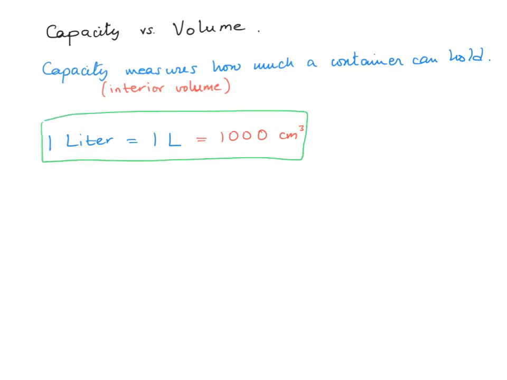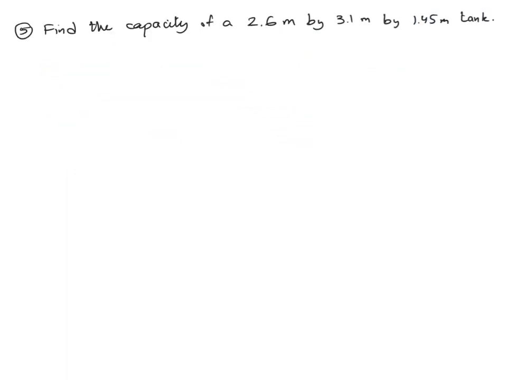The symbol for liter is capital L, and of course centimeters cubed for cubic centimeters. So let's do an example. We're asked to find the capacity of a 2.6 meter by 3.1 meter by 1.45 meter tank. This sounds like a rectangular prism, or what the textbook or IB calls a cuboid, or what you might call a box. So let's find its volume first.